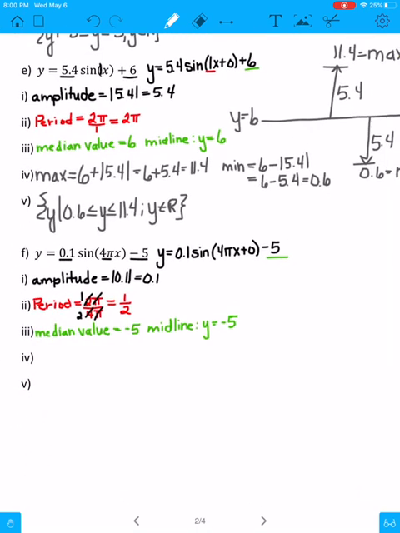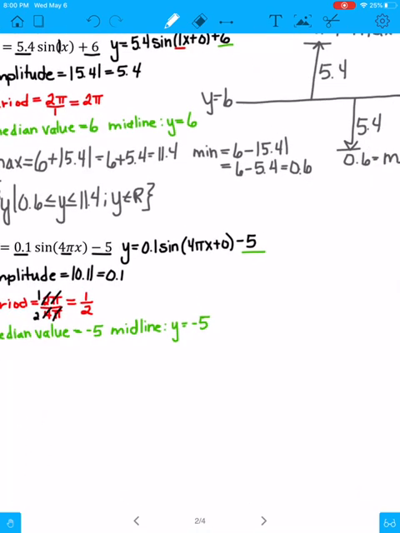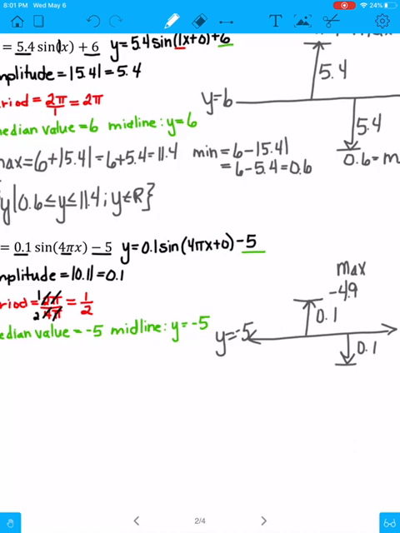F, the midline at negative 5. And then you're going to go up 0.1, down 0.1. So negative 5 plus 0.1 is negative 4.9, and that would be your max. Negative 5 minus 0.1 is negative 5.1, which would be your min.